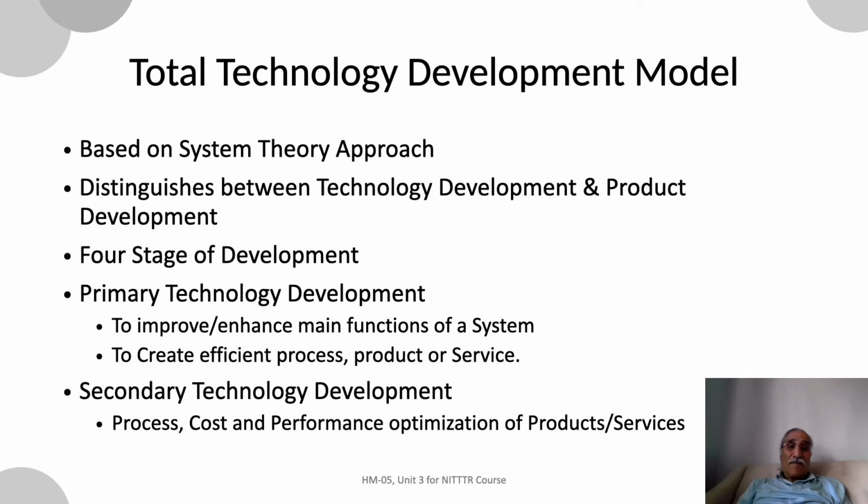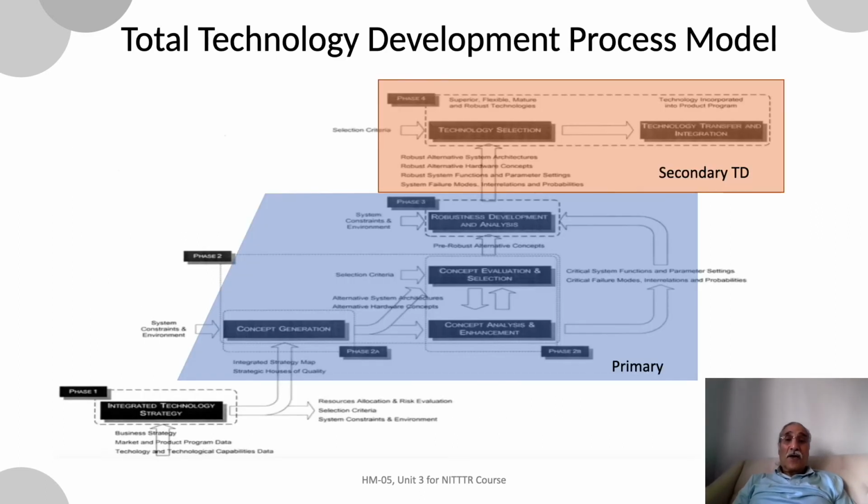There are four stages of development: primary technology development to improve and enhance the main functions of a system, or to create an efficient process, product or service. The secondary technology development is process, cost, and performance. So what we understand is that initially when a product is developed, it can have basically four stages. The first stage is the ideation, idea generation, and understanding of business models, and therefore how many resources are to be allocated, what the risks involved are, and how much commitment can be made. And from that we start talking in terms of what system constraints there are, what the conceptual bottlenecks are, and what the concept generations are.